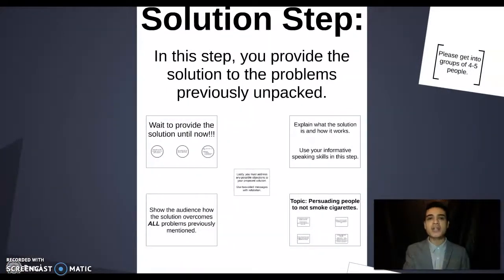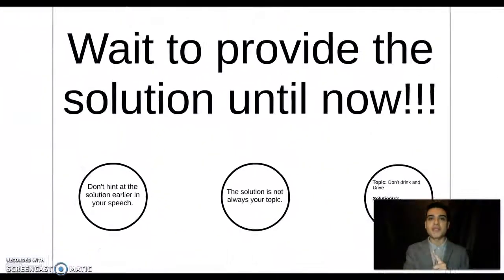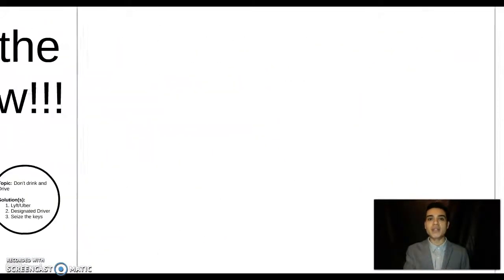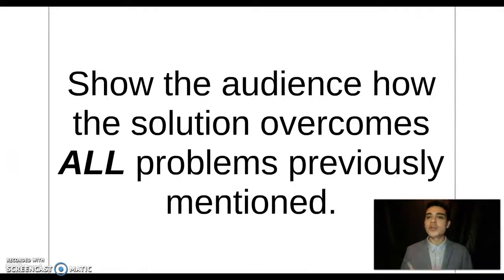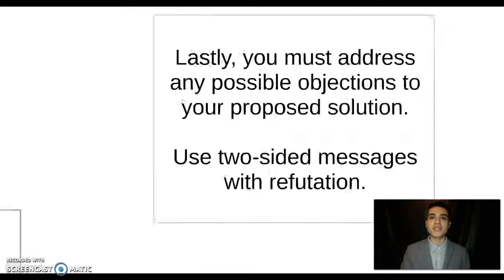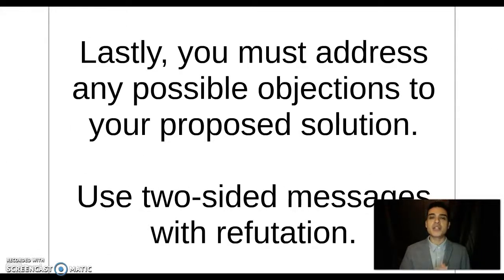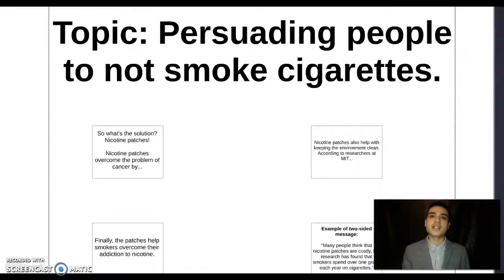And here you provide the solution, and it's one solution to the problems you just brought up in the previous step. You want to explain what the solution is and how it works, right? Use your informative speaking skills in this step and act as if we have never heard about this solution before. Show the audience how the solution that you brought up addresses all the problems you just addressed in your problem step. And then last but not least, I want you to use a two-sided message with refutation in this step. Use your opponent's arguments against them.